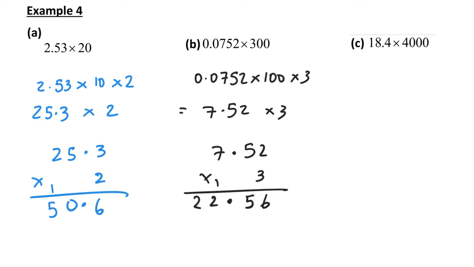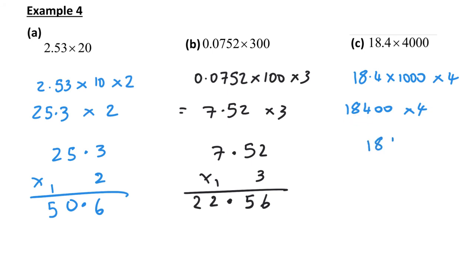And C, 18.4 times 4,000, that's the same as 18.4 times 1,000 times 4. Multiplying by 1,000 moves the decimal place 3 spaces over. So what we're going to have is 18,400 times 4. The decimal point was initially between the 8 and the 4, and it's now at the end, so we've moved it once, twice, 3 times. Another way to think about that is just 18 times 1,000 is going to be 18,000, so then it's 18,400.